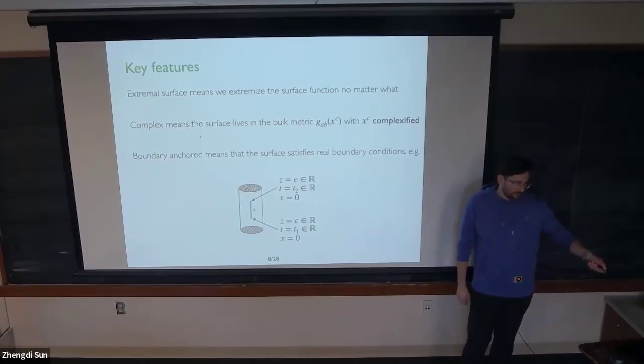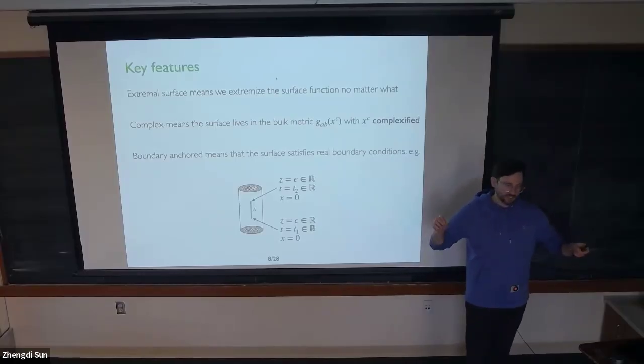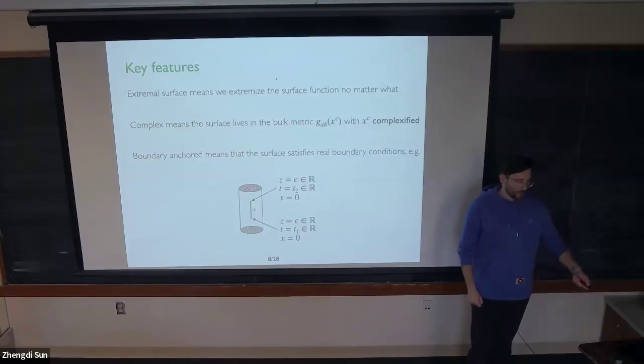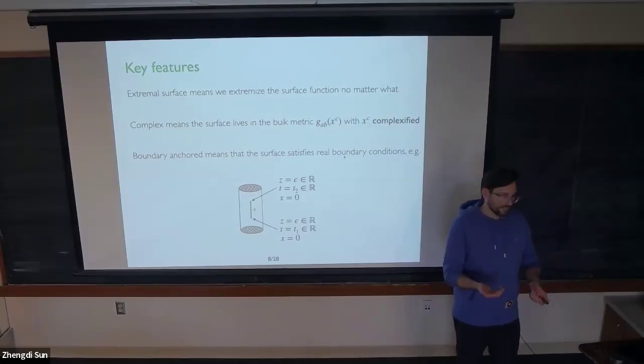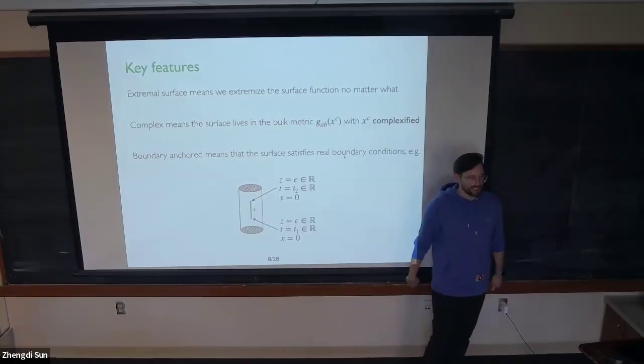Extremal surface means that we don't care if the surface is real or imaginary. We just look that it solves Euler-Lagrange equations associated with a given length functional, subject to proper boundary conditions. Complex means that the surface lives in the bulk metric where coordinates are complexified, right? So we have the AdS metric in, say, Poincare patch coordinates. But now what we do is we consider all those coordinates to be, in general, complex valued objects that have real and imaginary parts.